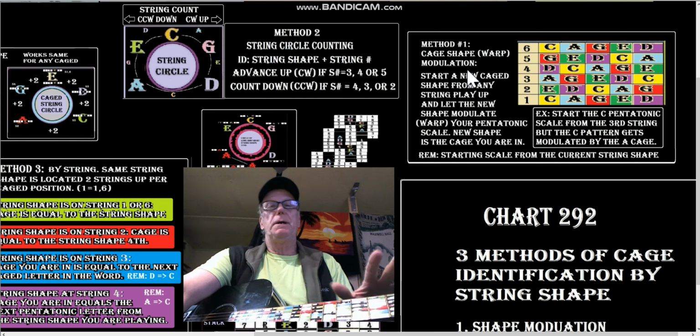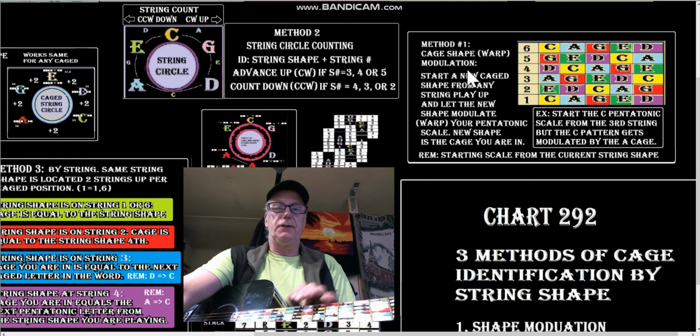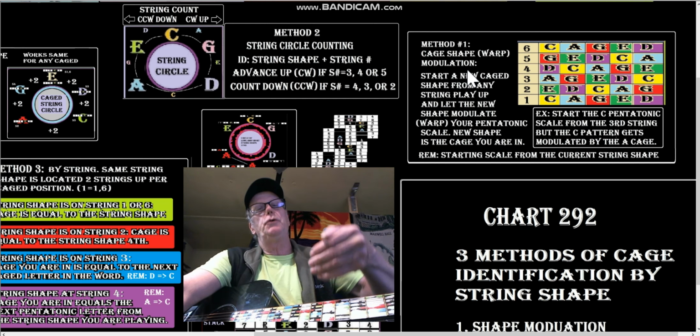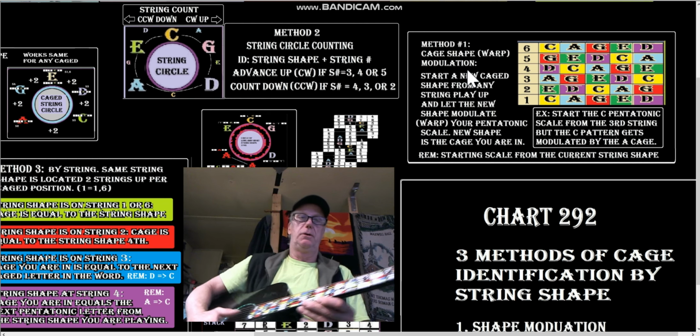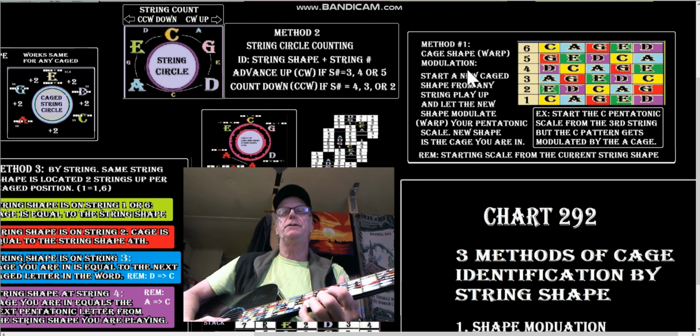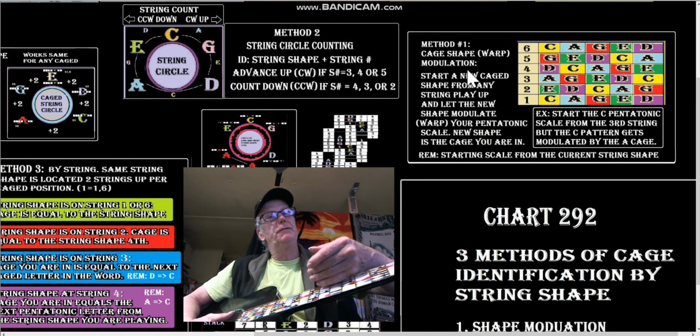So if you've already memorized the pentatonic scales, then you just put those shapes through the tuning warp once again and let the tuning warp modulate them once again, starting from a different string.